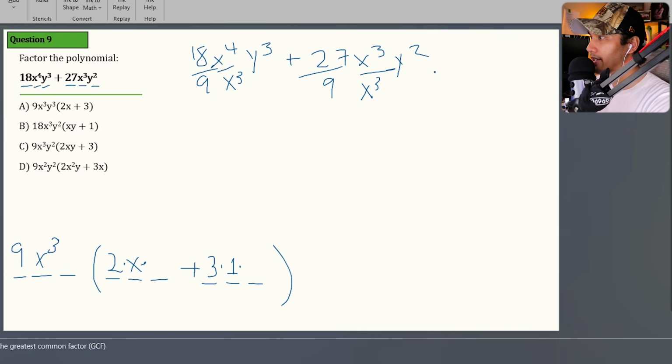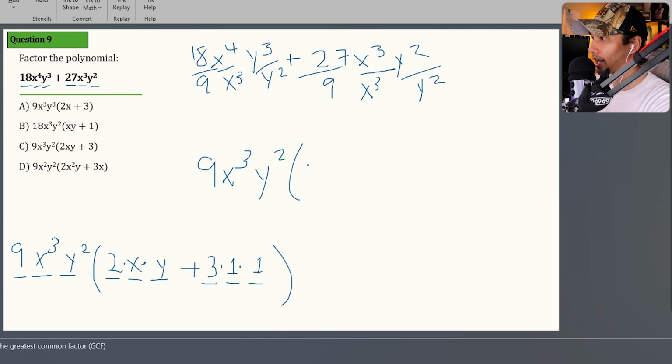So the greatest common factor here is going to be y squared, and y squared divided by y squared is going to equal 1. And I'm going to put the y squared over here. That's what I would do first. And then y cubed divided by y squared is just y. And there we go. We write everything cleaner now. It's going to be 9x cubed y squared, and then in here we have 2xy plus 3. And that is going to be answer choice C.